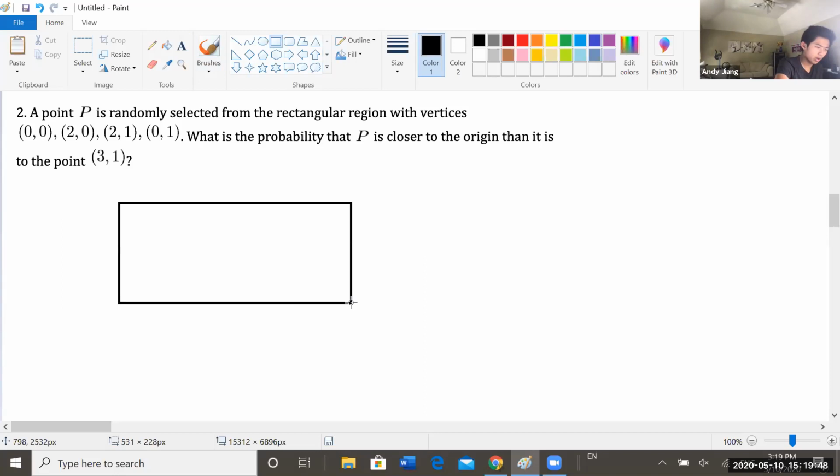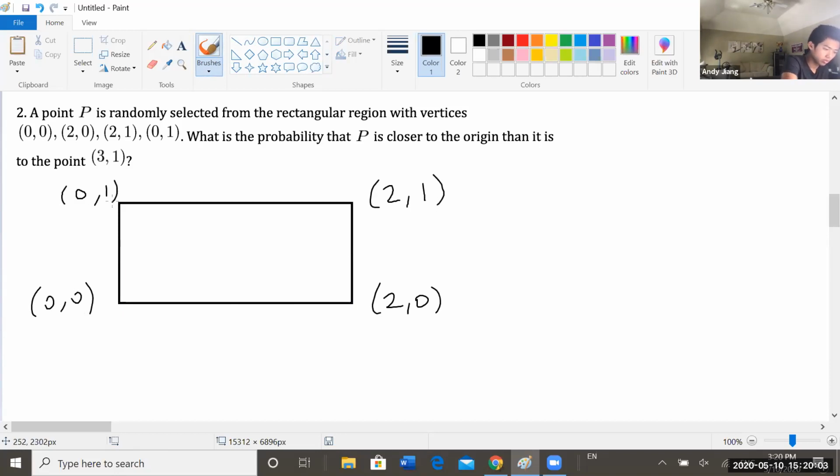Okay, so I'll draw out the picture. I've ignored the axes of the coordinate plane. I just put down the rectangle. And now we're looking for the area of all points where the probability that a point in this rectangle is closer to the origin than it is to 3, 1. So this is 3, 1.